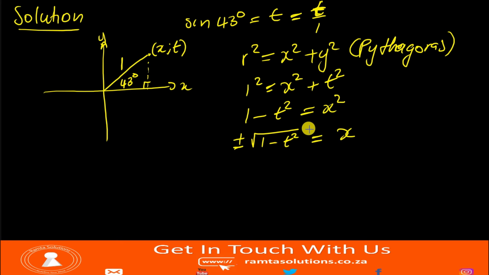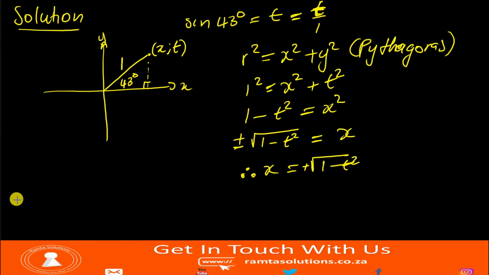Now be careful. This was an acute angle. And since it's an acute angle, sine is positive in the first and second quadrant. So we took it to be the first quadrant because it's an acute angle. Therefore, x is equal to the positive square root of 1 minus t squared. Remember, it can be both positive and negative, but because it is in the first quadrant, x value is positive.